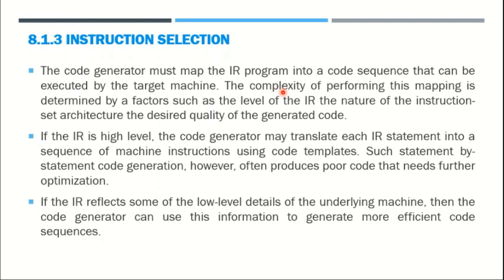So while we are mapping from the IR program to the target code, there are several complexities, determined by factors such as the level of the IR, that means the level of the intermediate representation, and the nature of that particular instruction set architecture. So mapping from intermediate code representation to target code is a complex process, based on the level of the IR and the instruction set of the target machine. For example, in case the IR level is high, then the code generator may translate each IR statement into a sequence of machine instructions.